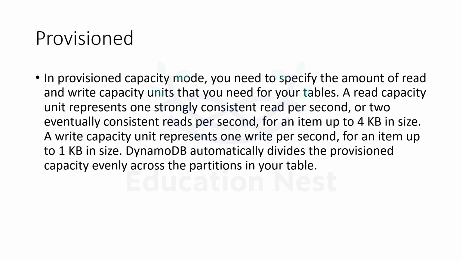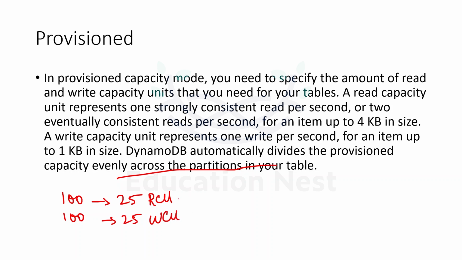Whenever you are specifying your provisioned capacity, it will evenly distribute it across the partitions of your table. Suppose you have said that I have 100 RCUs and 100 WCUs, and you have 4 partitions according to the partition key. Then each partition would have 25 RCUs and 25 WCUs. So it will evenly distribute the provisioned capacity across your partitions. That's another reason for avoiding hotspots in partitions.